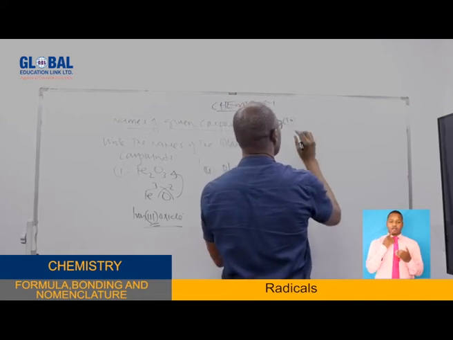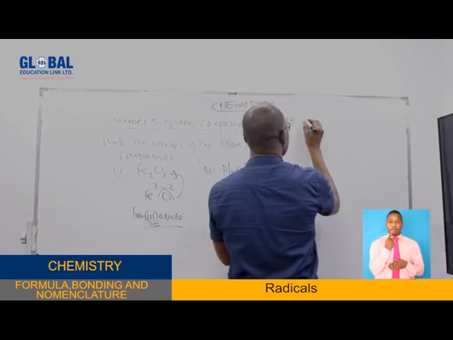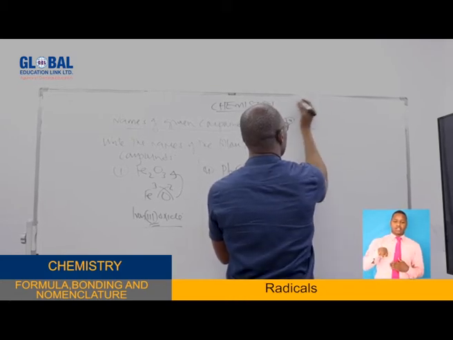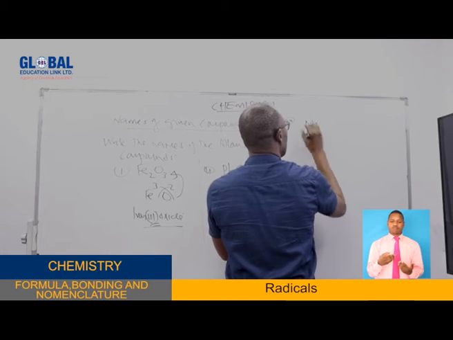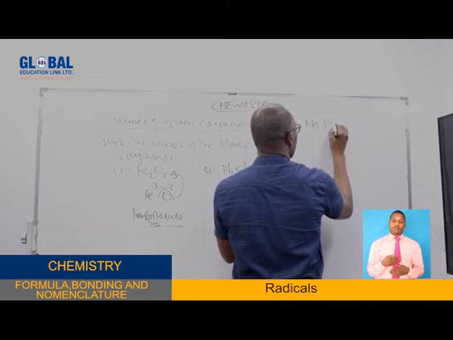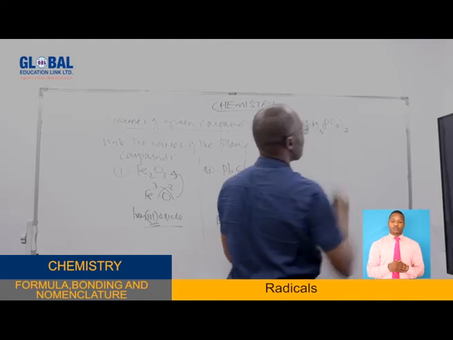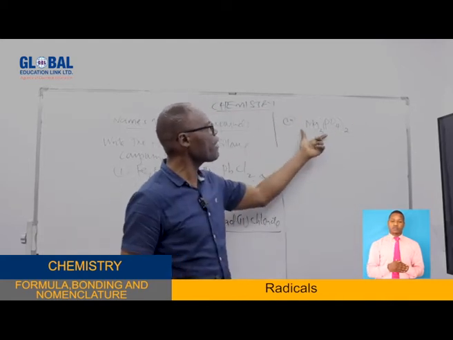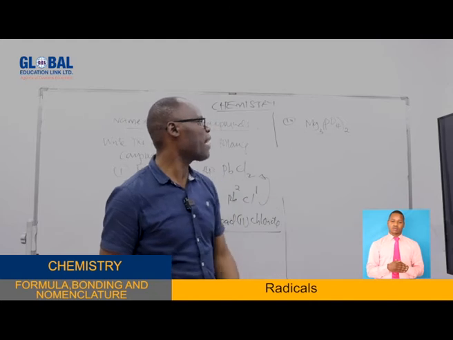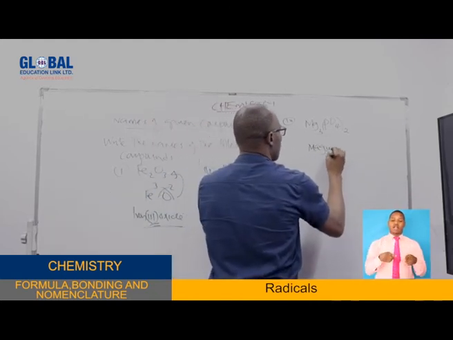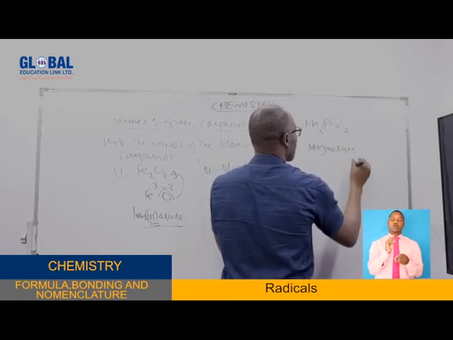Example 3, let's say we have magnesium phosphate, Mg3(PO4)2. Magnesium does not have a variable state, so the name just appears as it is. This is supposed to be magnesium phosphate.